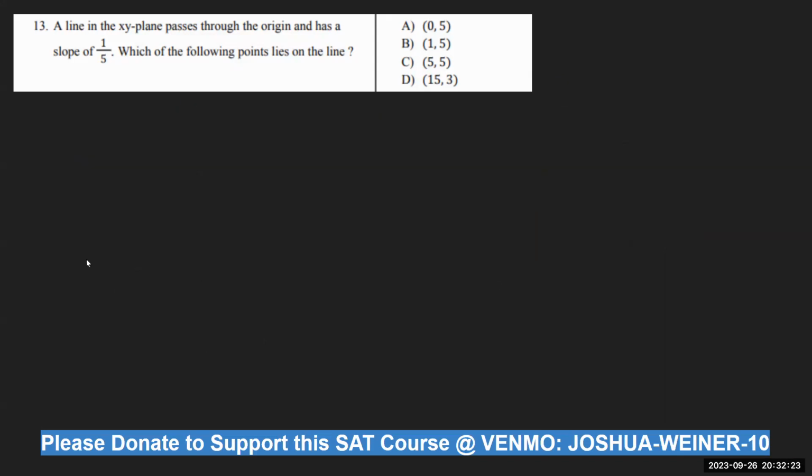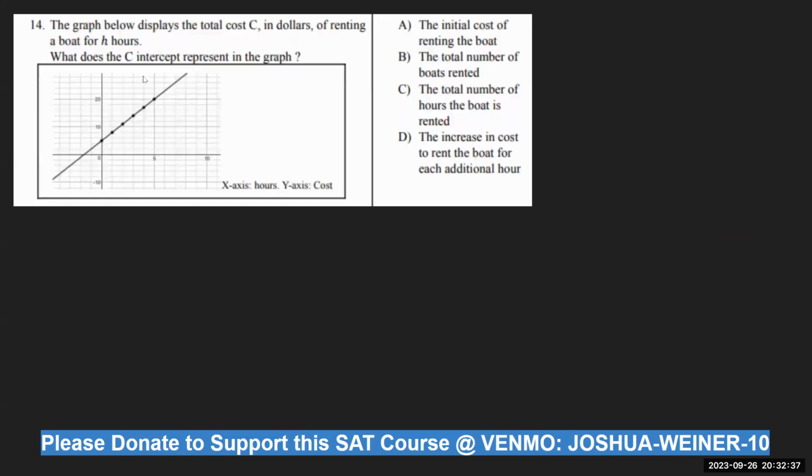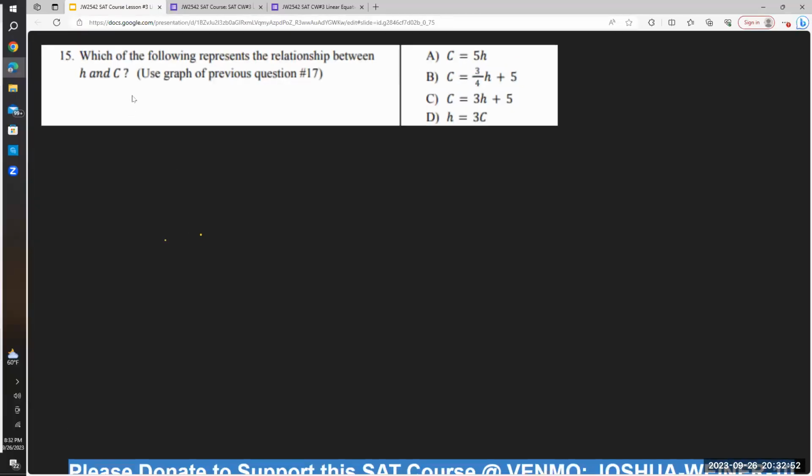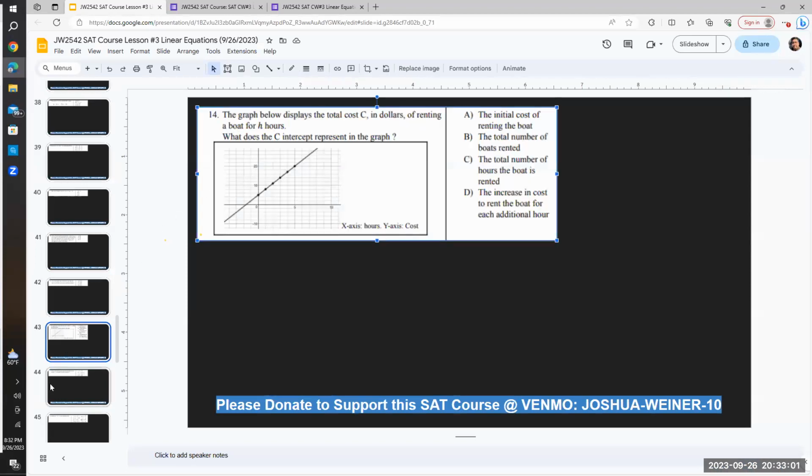Excuse me. Let's do question number 15. Can you read number 15? Which of the following represents the relationship between H and C? Use the graph of the previous question, number 17. Okay, so if we use the previous question, that was this one with the boat, then we can see that. Hold on, let me X out so that we can put them together. So I'll move the graph so that it's together with this STEM question.